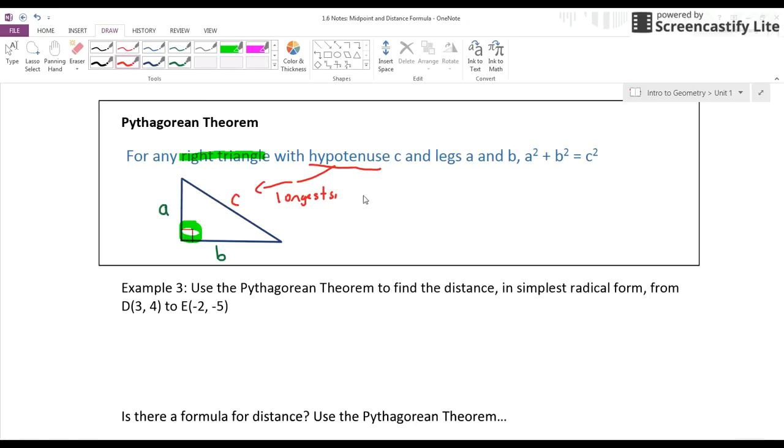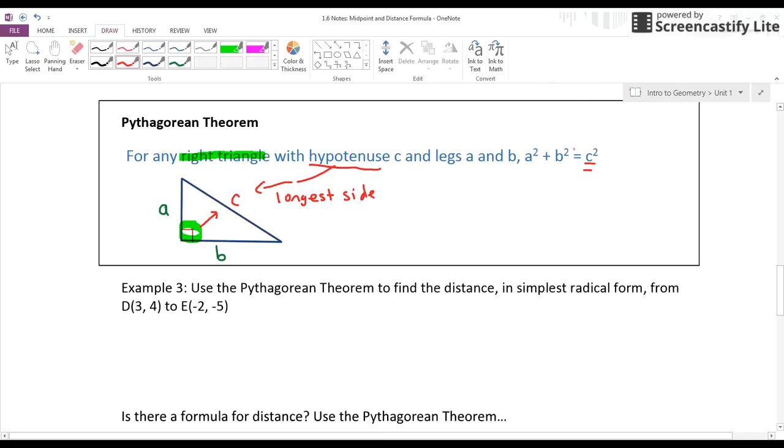Oops, not super messy. Let me clean that up a bit. So that's your longest side, and that's always going to be directly across from that right angle. So if you imagine that little corner as an arrow, it's pointing straight at that C, that's always the hypotenuse, okay? So with the hypotenuse C and 2 other legs, A and B, A squared plus B squared will always equal C squared. So really, the only thing that matters is you need to know what C is, because A and B are interchangeable, because addition is commutative, the order doesn't matter, okay?